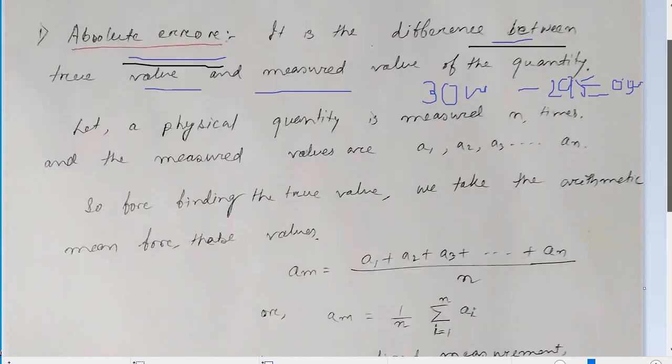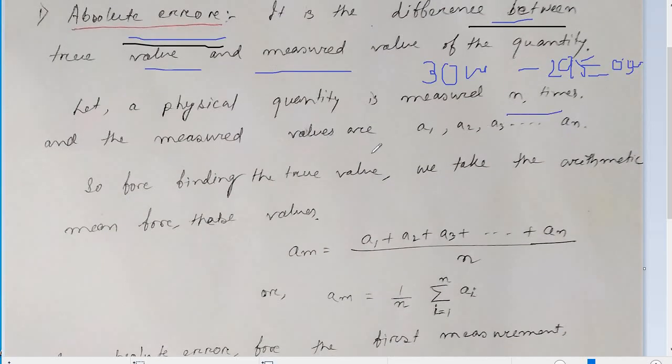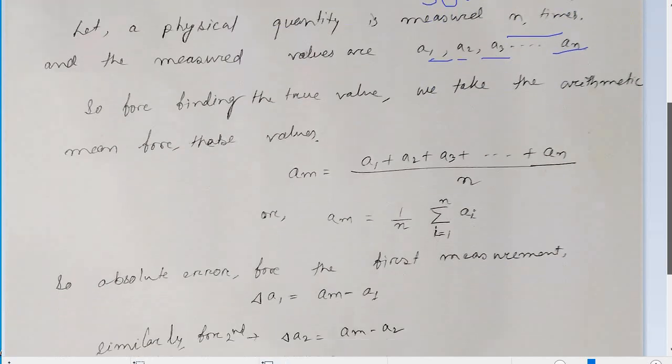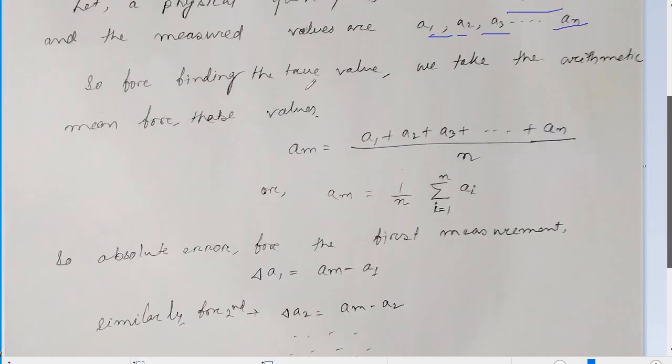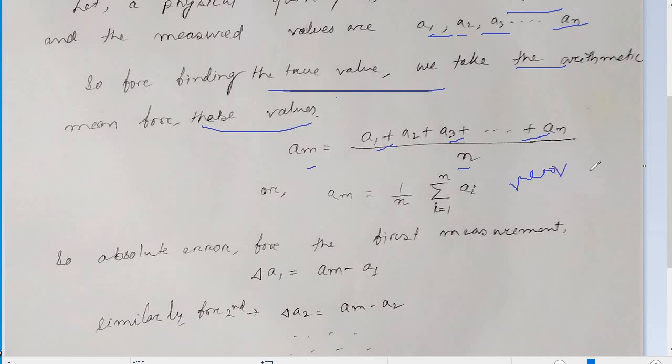So let a physical quantity be measured n times, and the measured values are a1, a2, a3, up to an, right? For finding the true value, we take the arithmetic mean or average of these values. So am, the mean value, is equal to a1 plus a2 plus up to an, divided by n. Here am is the mean value, which we take as the true value of the quantity, since n may be infinity also, right?